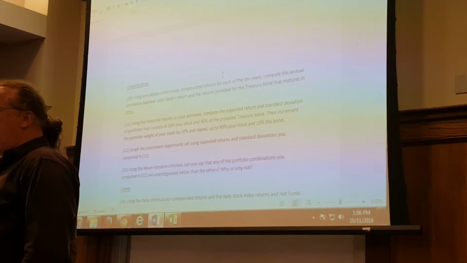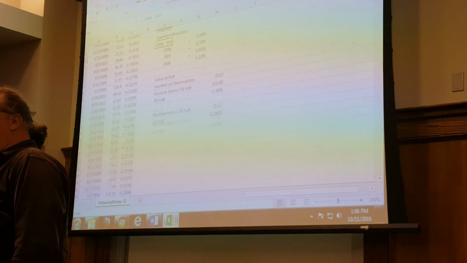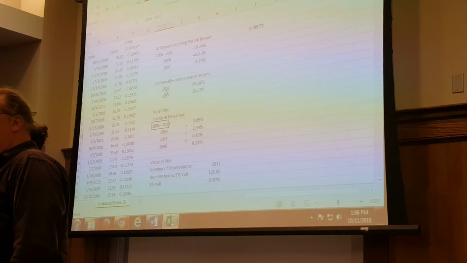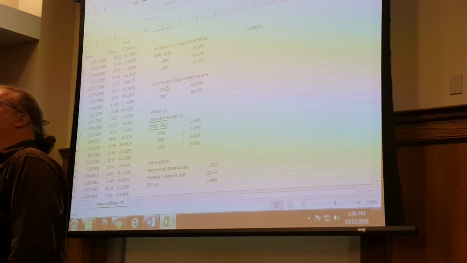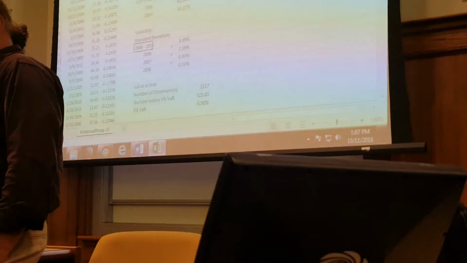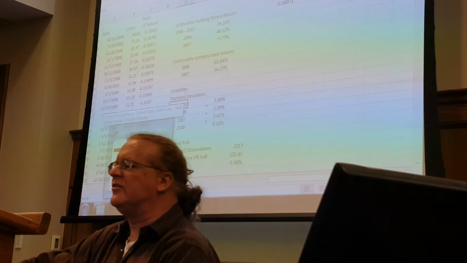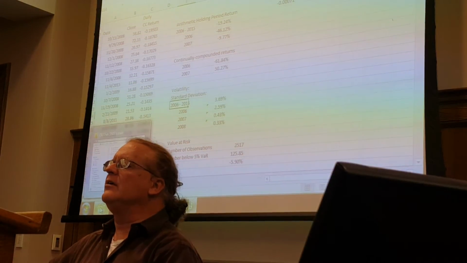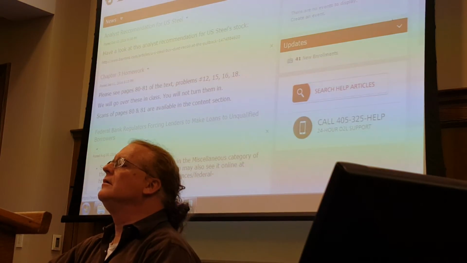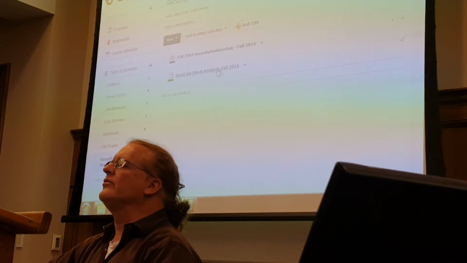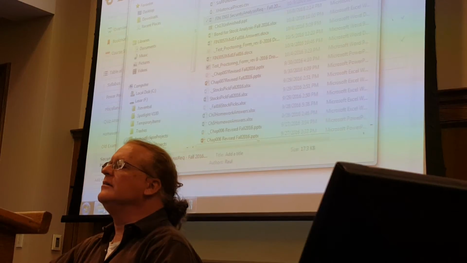Okay, first thing, you've got your annual continuously compounded returns, you can do it from 2006 through 2015. The next thing I want you to do is to look at the spreadsheet that's up there on D2L. It's labeled Bond for Stock Analysis Fall 2016. And I've got it right here.